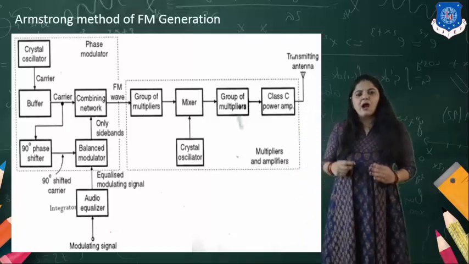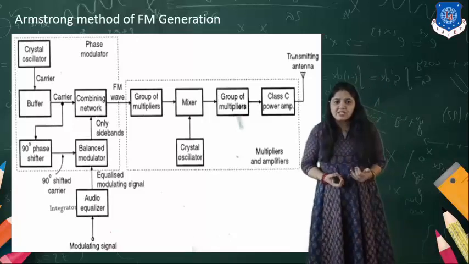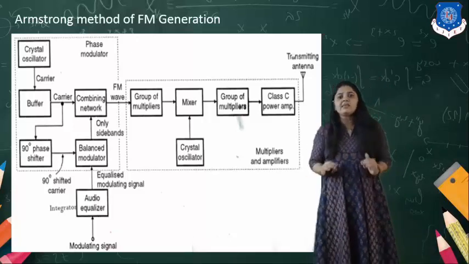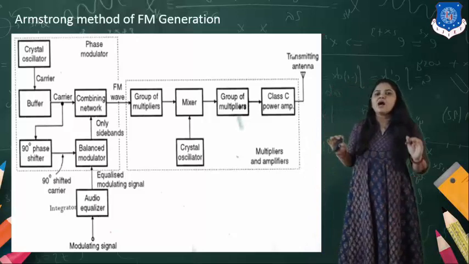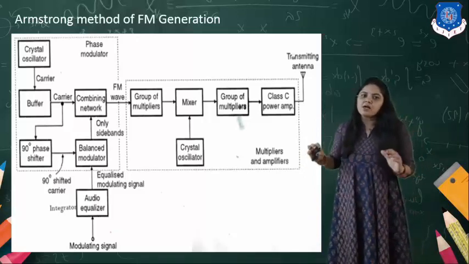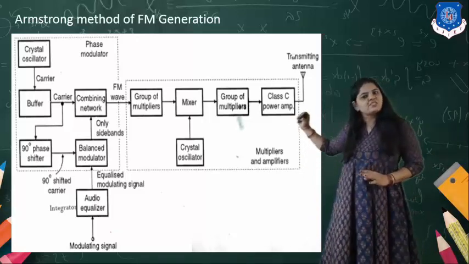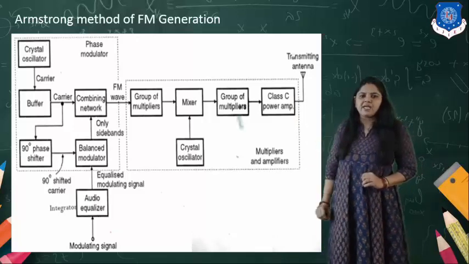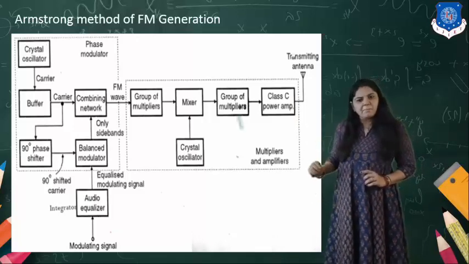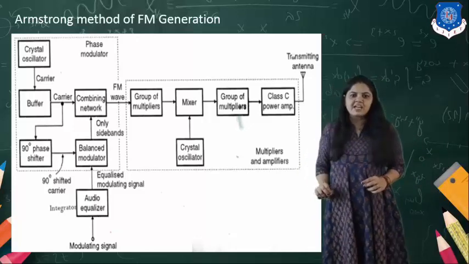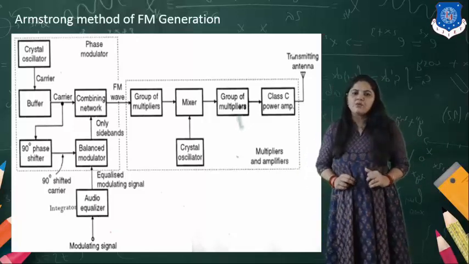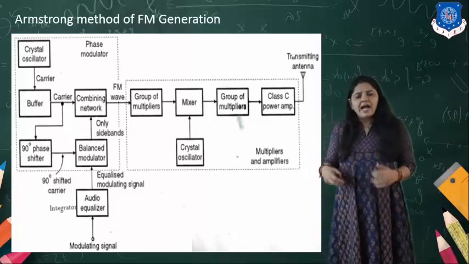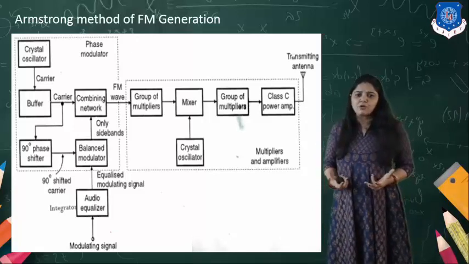So now the output of the balance modulator is only sidebands, that are the upper sideband and the lower sideband, which is given to the combining network. In the combining network, the two sidebands and the one carrier will come, and that gives me the output, which is my FM wave.